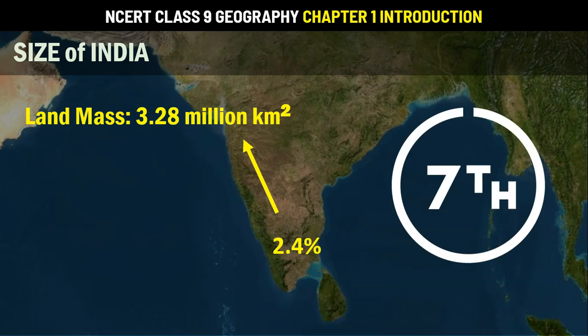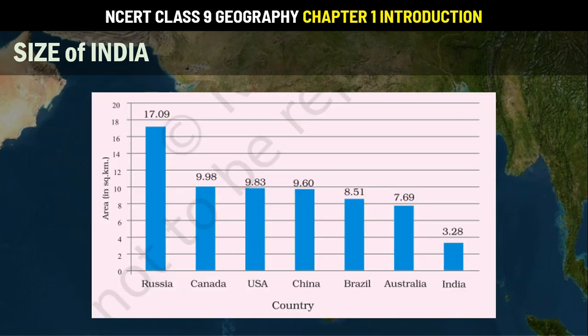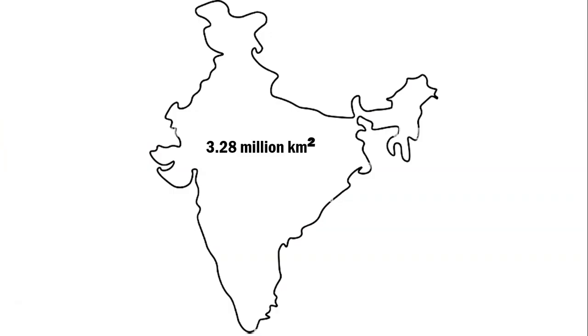This makes India the 7th largest country in the world. As you can see, the number 1 is Russia, number 2 is Canada, number 3 is USA, number 4 China, 5 Brazil, 6 Australia, and 7 India. India is actually small in size compared to other countries, but its population is huge. In USA, the size is 3 times more than India's size. However, the population is 3 times less than India's population. This is a matter of concern for Indians.